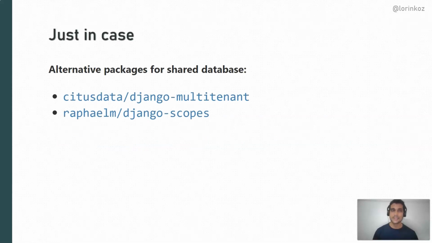Just in case you finally have to decide to move away from schemas, here are some alternative packages you can use for the shared database approach, which is kind of the only alternative you have if schemas are not going to work for you: Django multi-tenant and Django scopes.